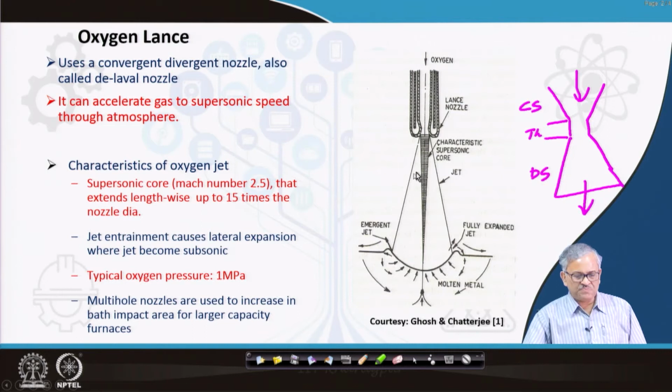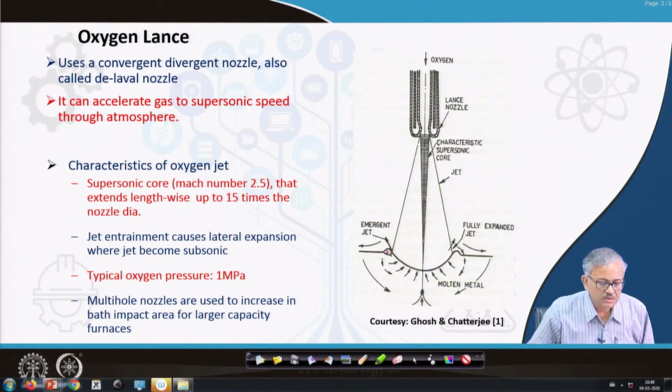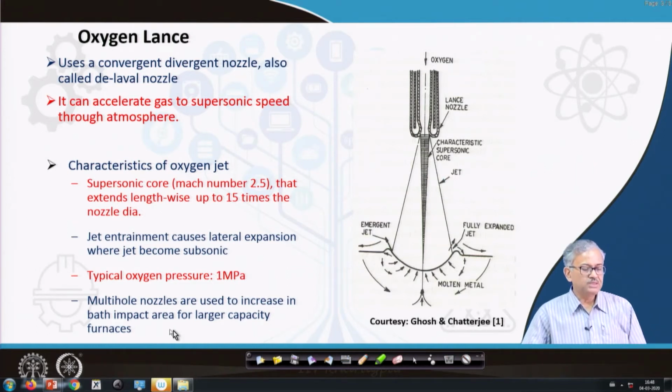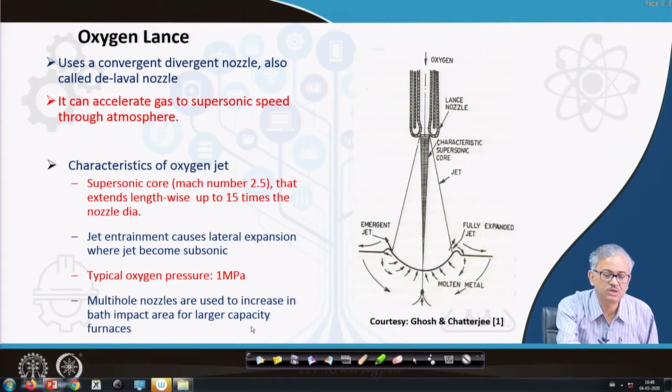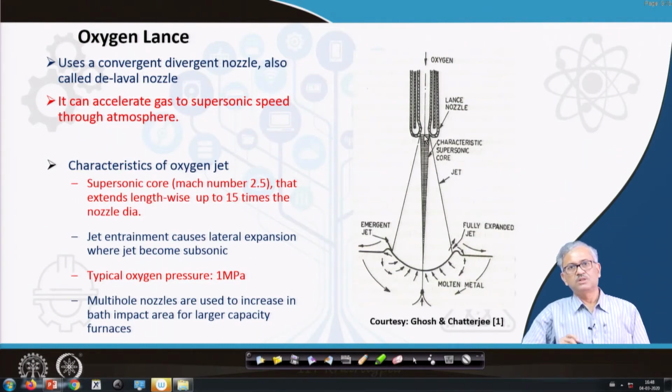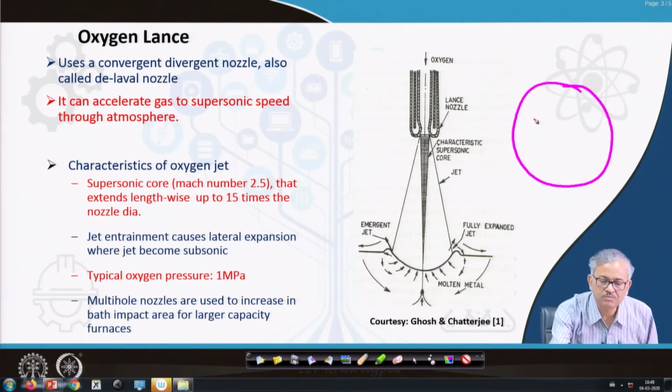And this is about the nozzle. And one thing is that we use multi-hole nozzles, right. We use the multi-hole nozzle to increase the bath impact area for a large capacity furnace. For a large capacity furnace, it is not just one nozzle. You use the multi-hole nozzle, and if I draw the plan view of the nozzle, it will look like this. This is the nozzle, and you have several convergent divergent nozzles inside.